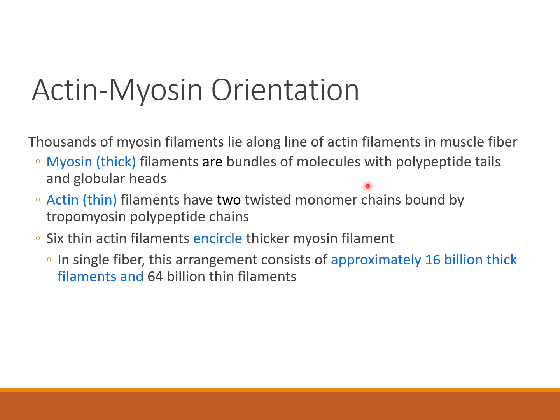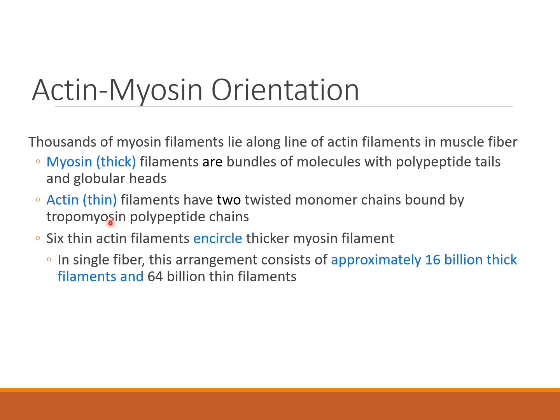You guys have seen this. This is the pink one with the little tails that come off of it. And then you have the actin, or thin filaments, that have two twisted monomer chains bound by tropomyosin polypeptide chains. This is the thin blue one that gets influenced by calcium and troponin. But for simplicity's sake, just remember it as the blue line that myosin attaches to.